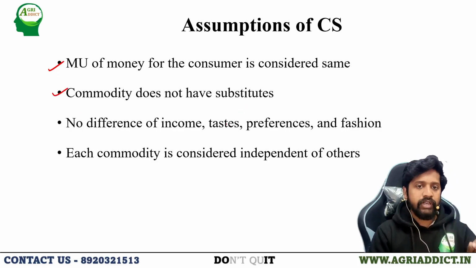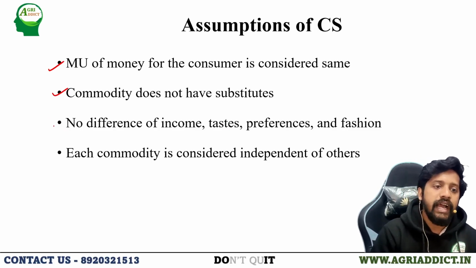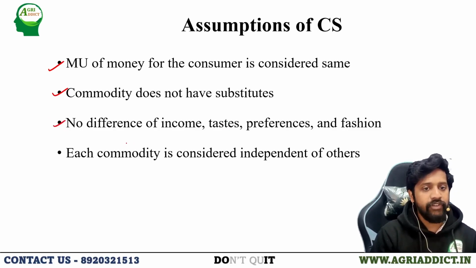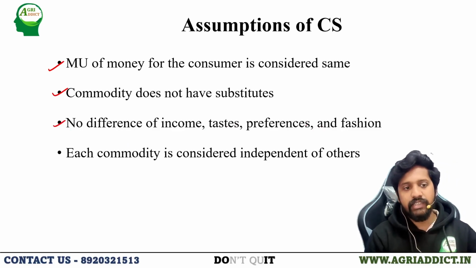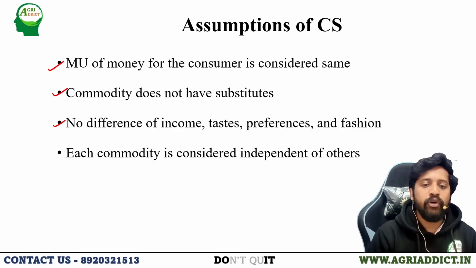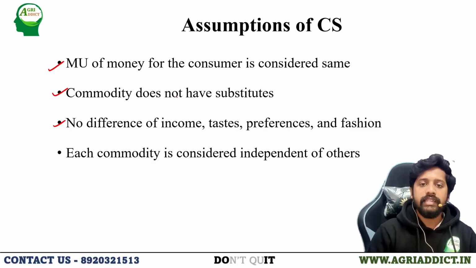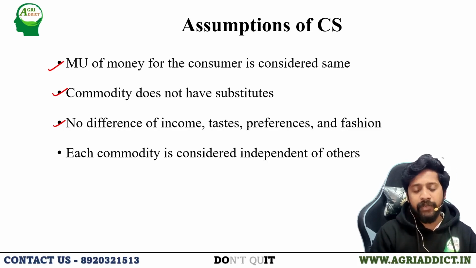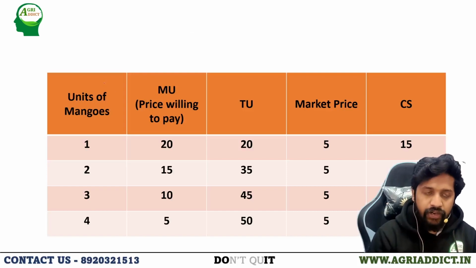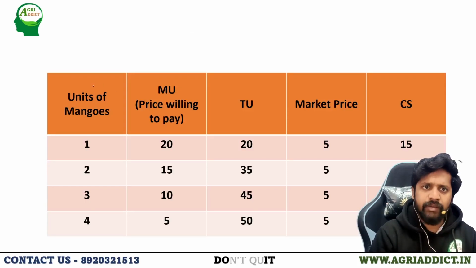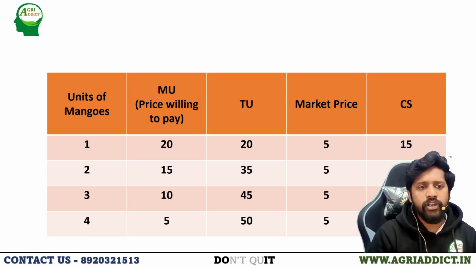The only commodity will be totally unrelated to any other commodities. And the third one is there won't be any difference of income, taste, preference and fashion during the process of this consumption. And the fourth one is each commodity is considered independent of others, that is there are no substitutes, there are no complements, the consumer will be considered as totally independent in order to define consumer surplus here. So we are going to calculate the consumer surplus of the same unit of mango.